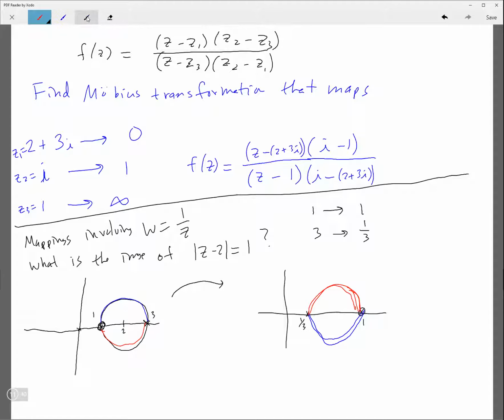And let's see here. What's the equation of this circle? Or first of all, what's the center? 2/3. Yes, the center is 2/3. So that means that the equation for this circle is W minus 2/3 equals, and what's the radius? 1/3. Yeah, 1/3. So the equation of the circle is the modulus of W minus 2/3 equals 1/3.